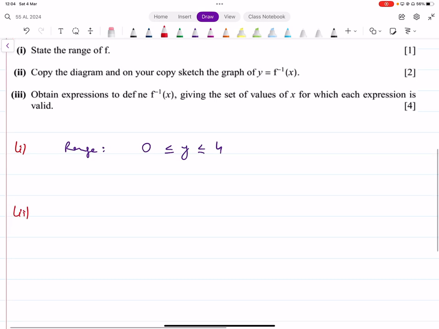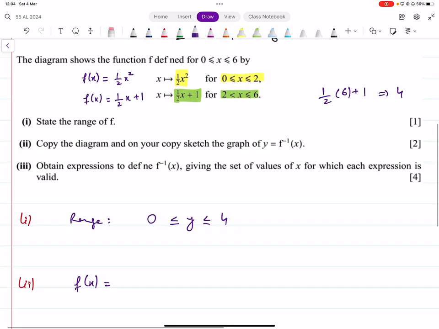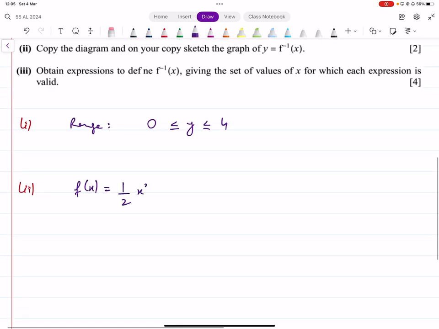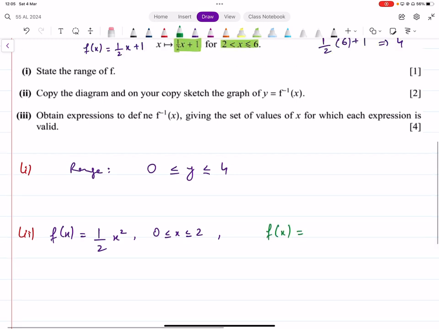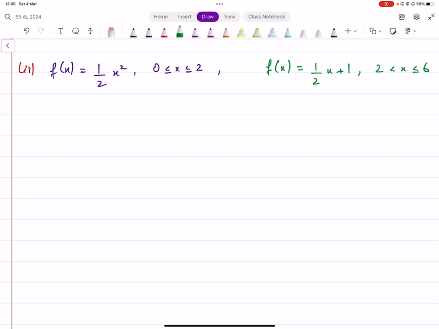giving the set of values of x for which each expression is valid. You are given two parts of this function. The first part is f of x equals half x square. When is this valid? This is valid for x between 0 and 2. Then you have the other part of the graph, which is f of x equals half x plus 1, and the domain in this case is from 2 to 6. Alright? We need to find inverse of these two parts.